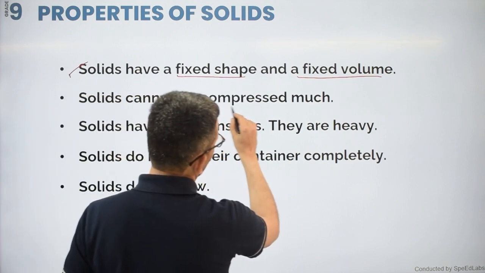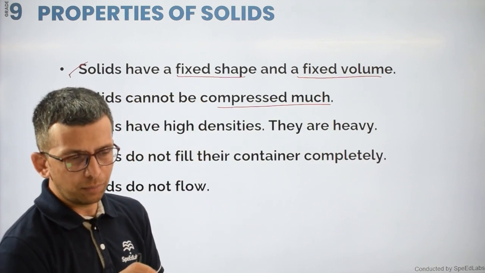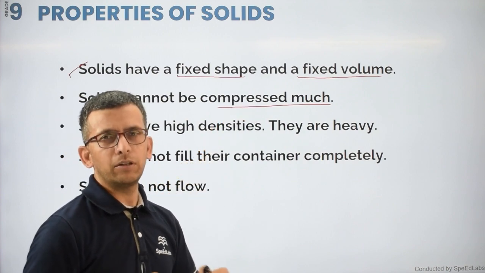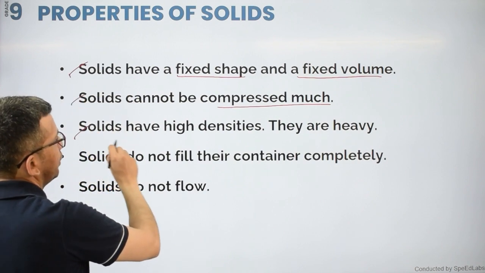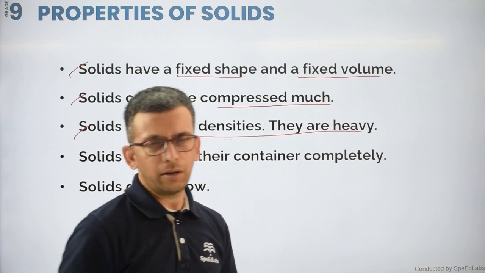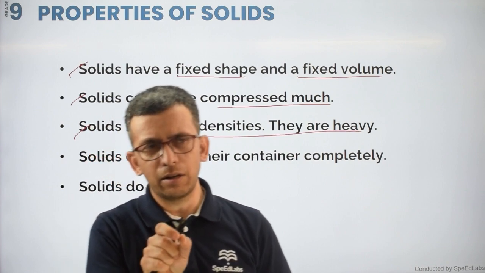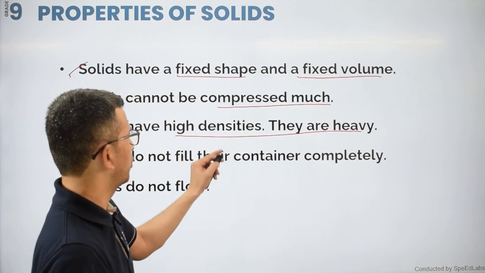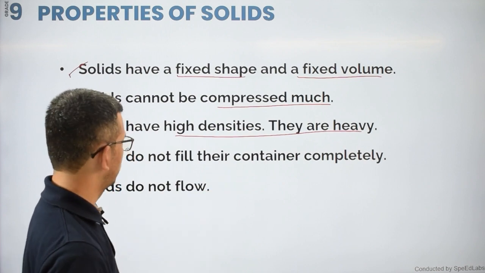Solids cannot be compressed much because the intermolecular space is very less between them. Intermolecular space is very less, so that is the reason the compressibility of solids is very less. Now the third point: solids have high densities and they are heavy. High density means, in a specific area, the number of particles is extremely high in a solid, because of this reason they have high densities. And if they have high densities, they are heavy in nature also.